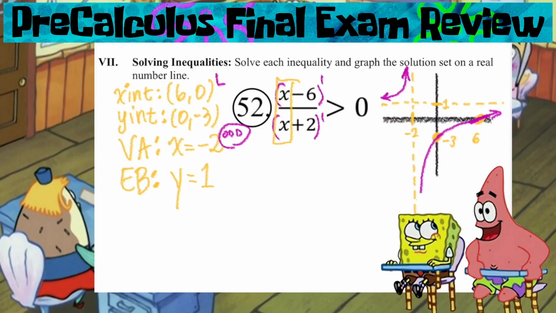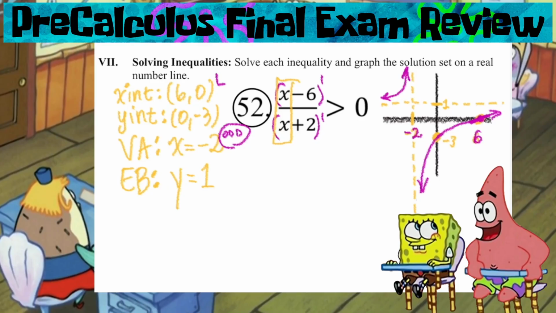Now, I've got to answer the inequality. I'm ready to go. That's it. We are ready to go. So the numbers I care about most are the 6 and the -2. Those are usually the most important. The 6 and the -2.